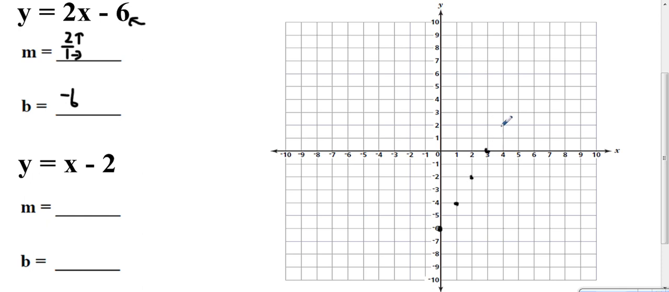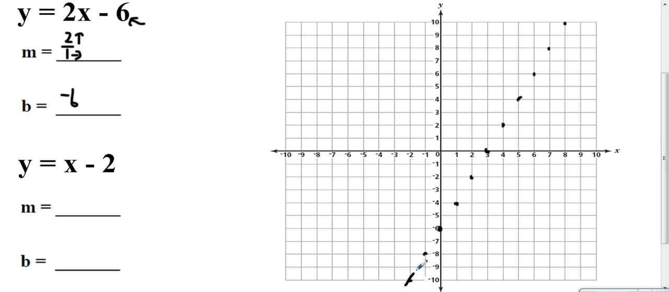Up 2 to the right 1, and keep going. To get more points down here, you go down 2 to the left 1, just the opposite, down 2 to the left 1.